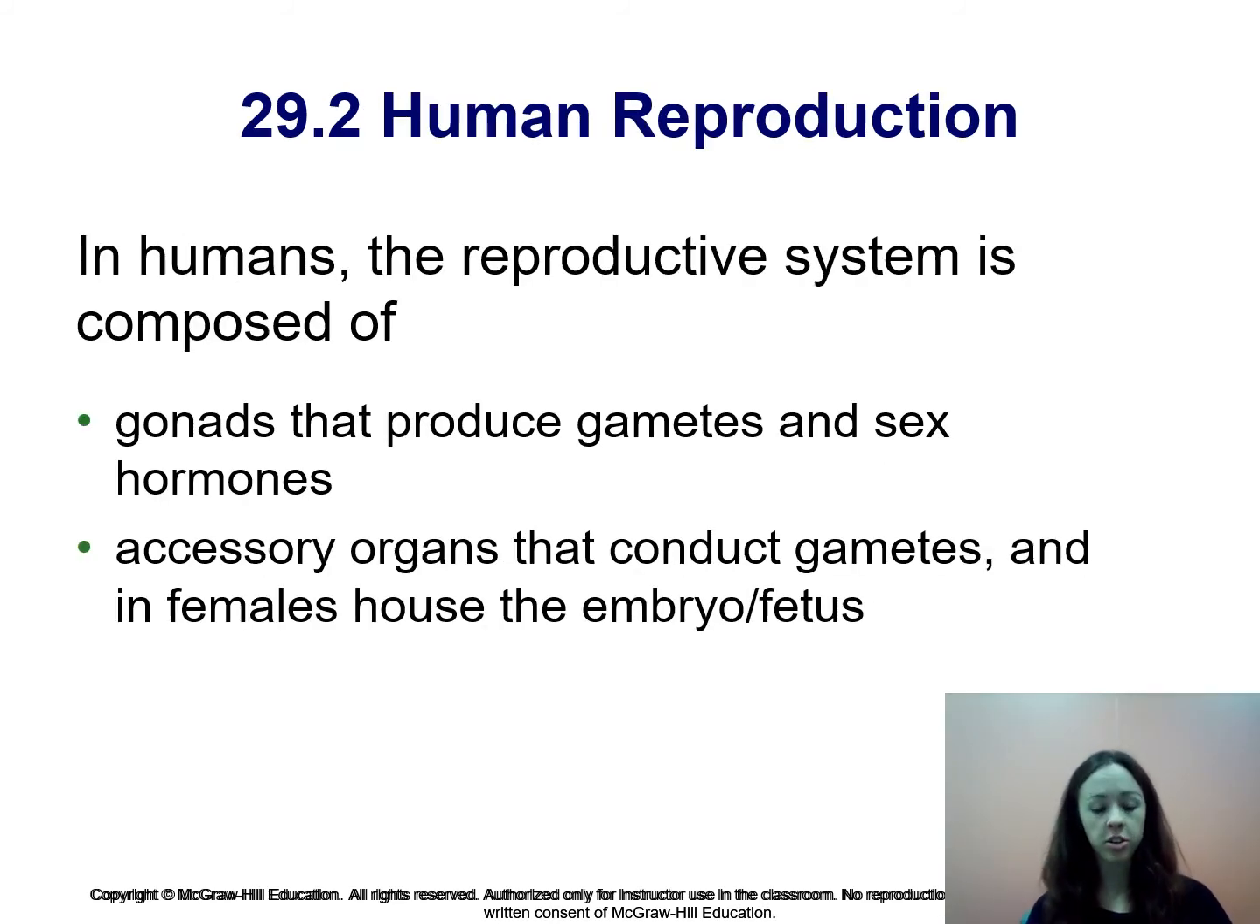Now we'll move on to chapter 29, where we'll talk about the human reproductive system. And in the reproductive system, there are gonads that produce gametes and the sexual hormones, and some accessory organs that help conduct the gametes and also will house the embryo or fetus.